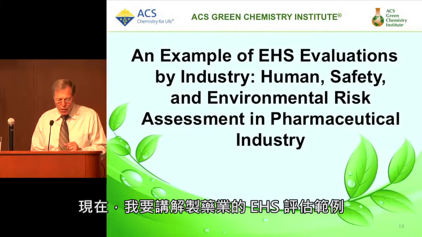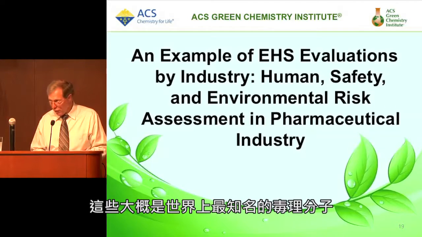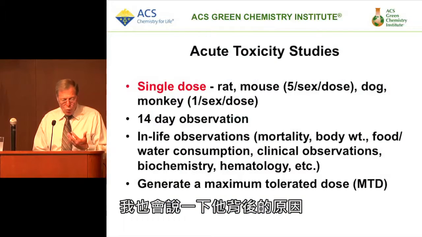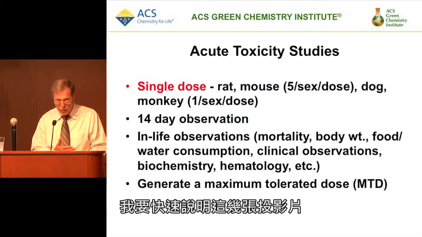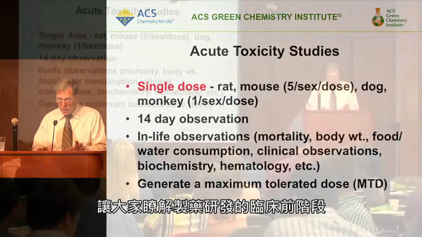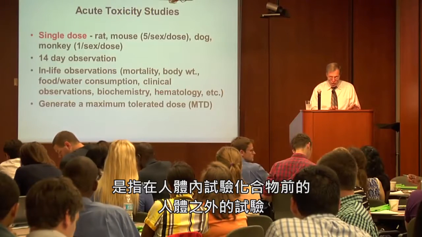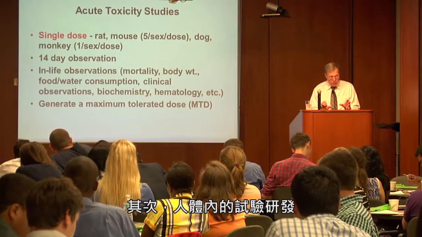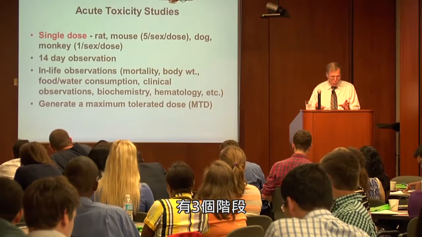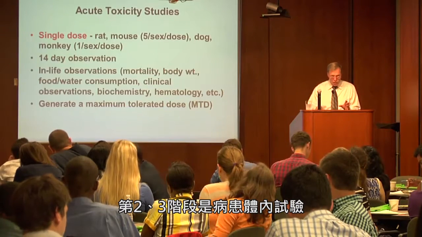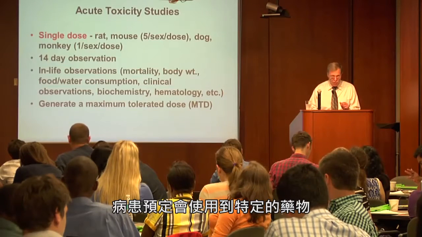Now what I want to do is show you an example of the EHS evaluation for pharmaceuticals. These are probably the most well-known toxicologically molecules in the world, and I'll show you a little bit about why that is. So I'm just going to walk through these slides to give you a sense of what happens in the preclinical phase of pharmaceutical development. So preclinical is testing outside of humans before a compound is tested in humans. Then there are 3 phases of development where there is testing in humans. Phase 1 within healthy subjects, and then phase 2 and phase 3 that are conducted within the patient population that's intended to use the particular drug.